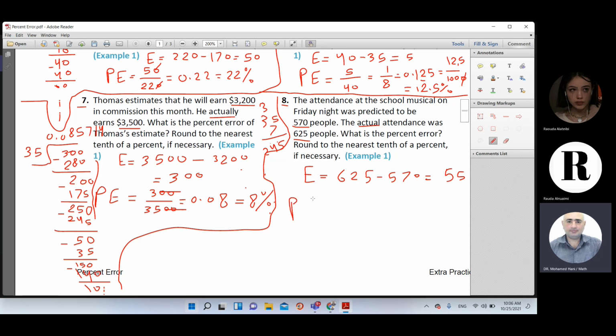Then the percent error equal 55 over the whole number. The more real or the actual number will be 625. We can do simplest form here. We can divide up and down by 5. 55 divided by 5 will be 11. And 625 divided by 5 will be 125. Yeah, we can do long division.